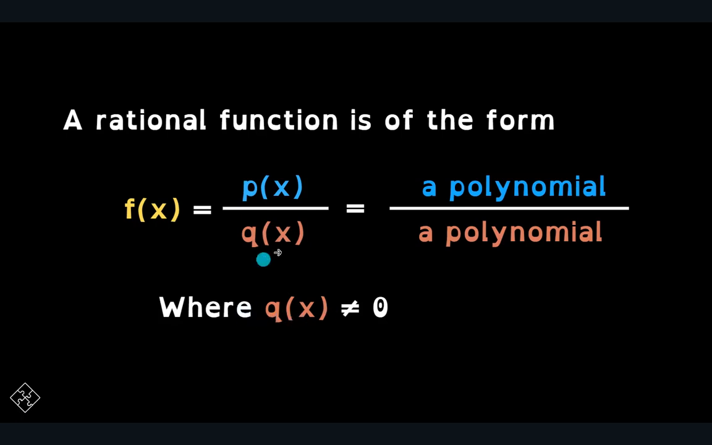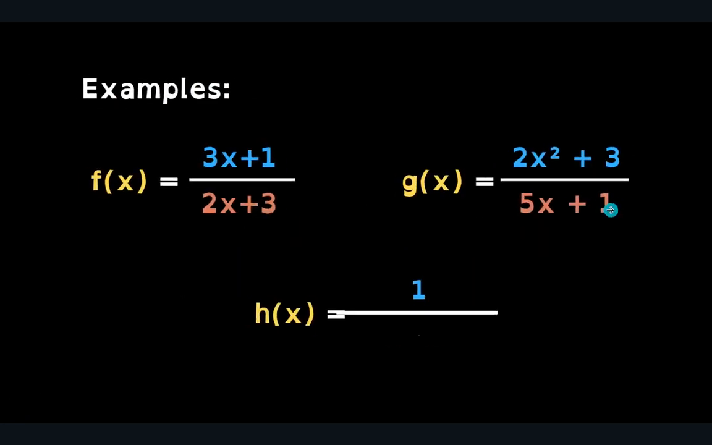Okay? So, dito, may condition tayo kay q of x, yung denominator natin, hindi dapat po equal yan sa 0. So, that is the basic definition of a rational function. So, a rational function is the form f of x equals p of x over q of x, where q of x is not equal to 0. An example of polynomials would be like this. So, we have function f, function g, and function h. In this case, these are the following examples of a polynomial.